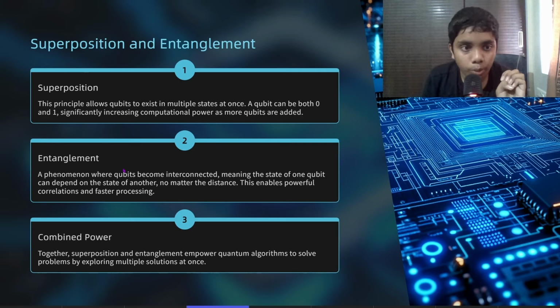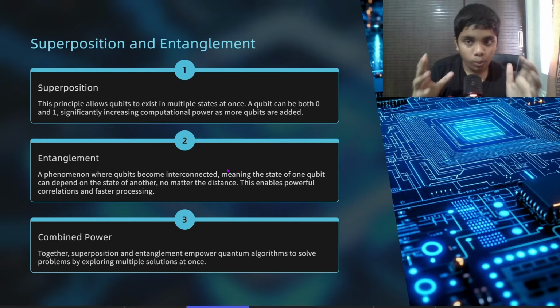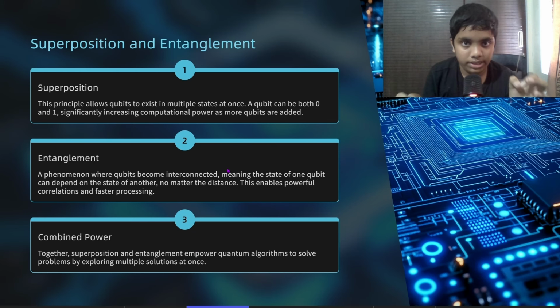So these both work together, superposition and entanglement. These both properties of quantum physics work together and they create combined power. When they work together, that's how they make the quantum computer very powerful and fast. So yeah, it's very amazing. It's a very deep topic as well.